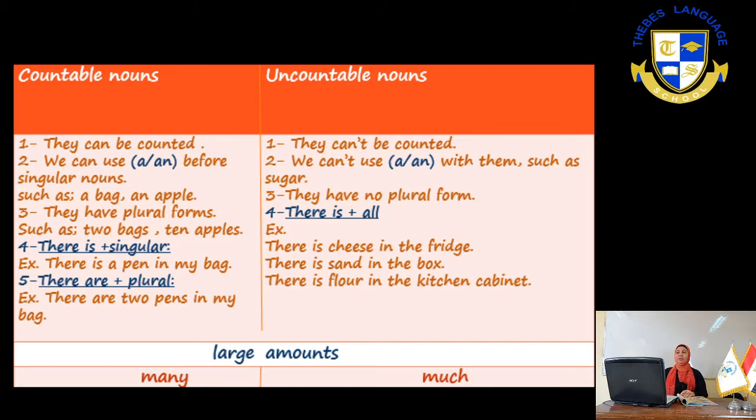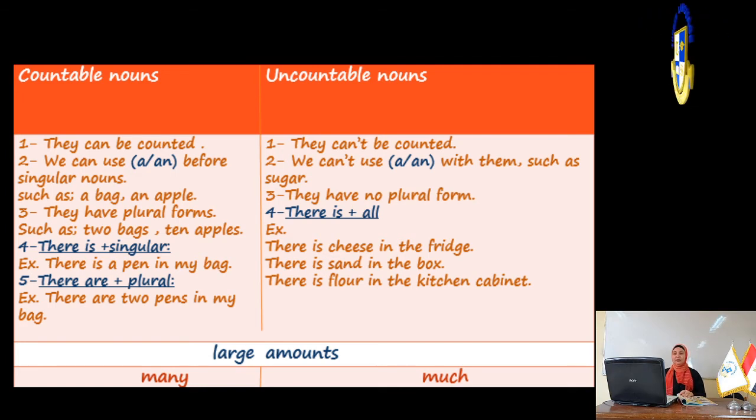Number 4, we use there is plus all. There is. We don't use there are with the uncountable nouns. We use there is only. So examples here, there is cheese in the fridge. I can't say a cheese because it's uncountable. So there is sand in the box. There is flour in the kitchen cabinet. For large amounts, we use much. Much flour, much sugar, much sand, much money.